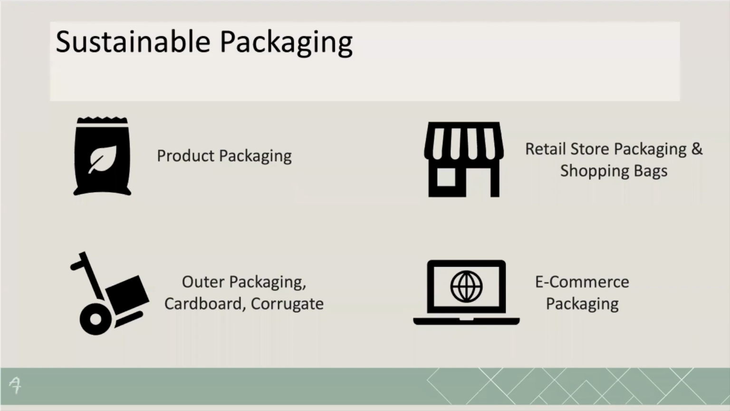Outer packaging, cardboard and corrugate, of course, this is particularly relevant in today's culture of ordering most everything online. And then that's actually relevant to shipping as well. So shipping from distribution centers to retail stores, as an example, as well as shipping direct to consumer. And then more broadly, e-commerce packaging as well, which can include that cardboard, but also could include things like a mailer that a smaller product might come in.